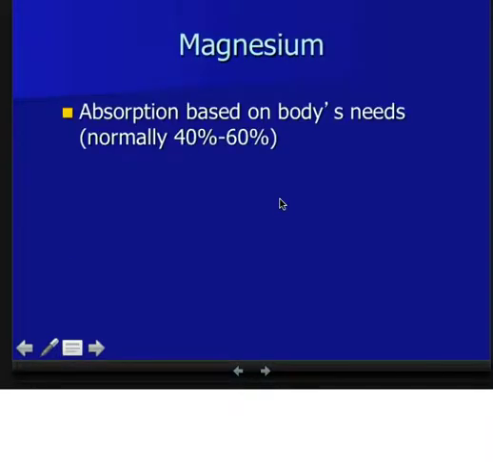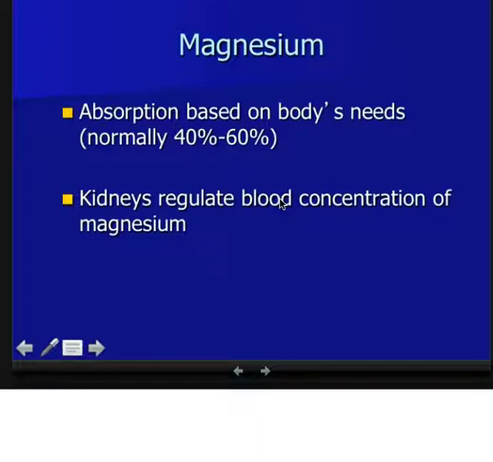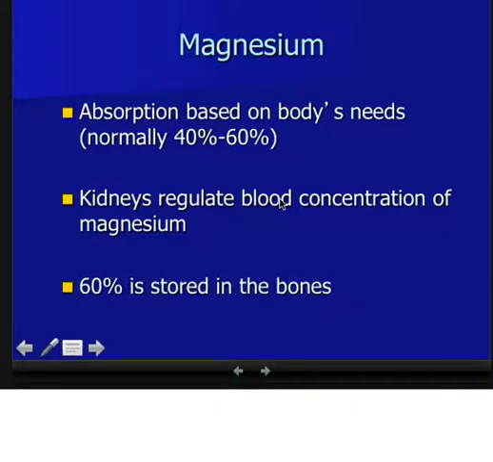Magnesium is also a very important mineral. It's a cofactor. Absorption is based on the body's needs. Usually about 40 to 60% is absorbed. Our kidneys regulate blood concentrations of magnesium, and 60% of it is stored in bone. So here you can see again that the skeletal system is a mineral storehouse.